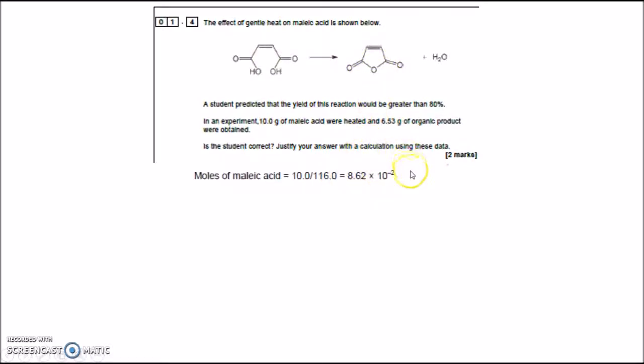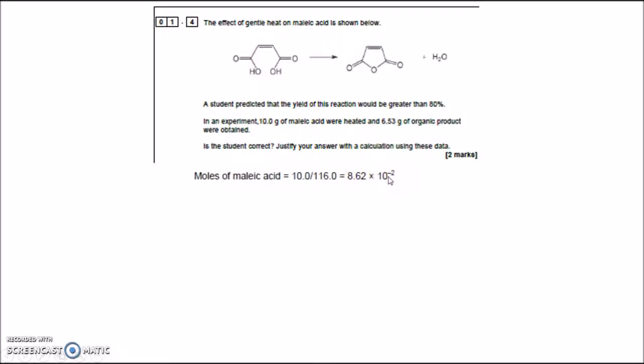So I know my number of moles of this product is 8.62 times 10 to the minus 2, if it works out perfectly. So in a perfect world, if I get 100% of this, I'm going to get the same number of moles that I have of this. I'm going to get 8.62 times 10 to the minus 2.